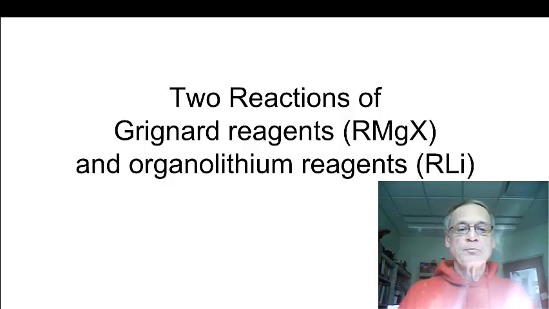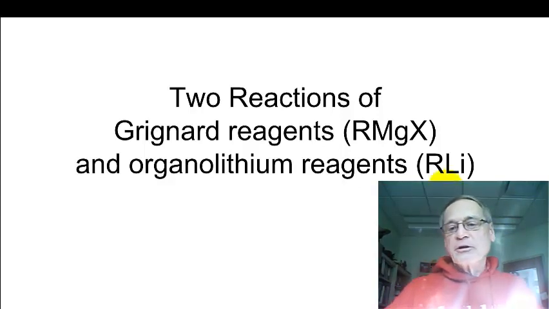Hello. This presentation is the second in the chapter on organometallics. In it, I'll be talking about two reactions that both Grignard reagents and organolithium reagents undergo. They behave exactly the same way in these two reactions. So you could either use a Grignard or an organolithium, whichever you happen to have handy. Or if you want to just outline a synthesis problem, you can choose either one.